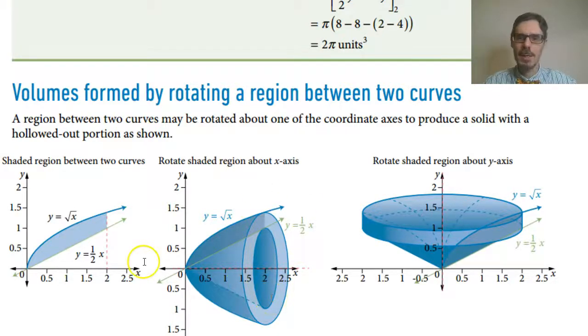And if I'm rotating the same two curves around the y-axis, I'm going to get something like this. Again, what's the volume of this shape? How am I going to work that out?